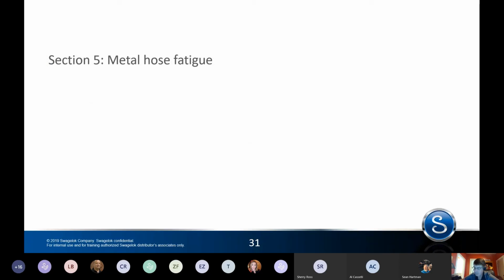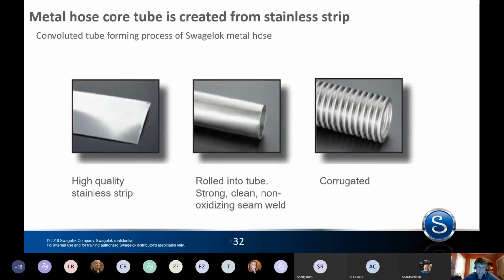Okay. So our last topic for the day, before we hand it off for more questions, is understanding metal hose. This we brought up at the beginning. Metal hoses, of course, have a convoluted metal core. And the way these are made is we start with a flat strip about 0.008 of an inch thick on average, depending on the diameter. But really, that's only about 2 pieces of paper, so it's extraordinarily thin, and that gives it the flexibility.